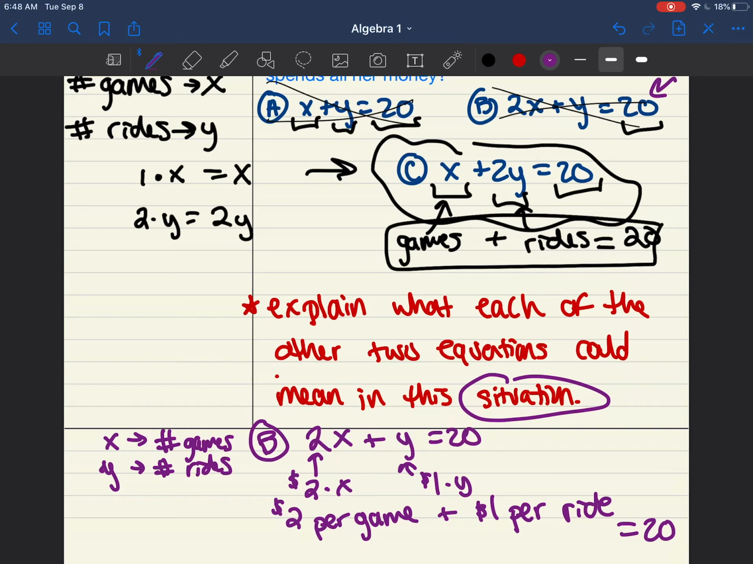And so just kind of breaking down what these coefficients mean in the context of the problem and what this constant over here means, that total. See if you can write a situation that represents option A.